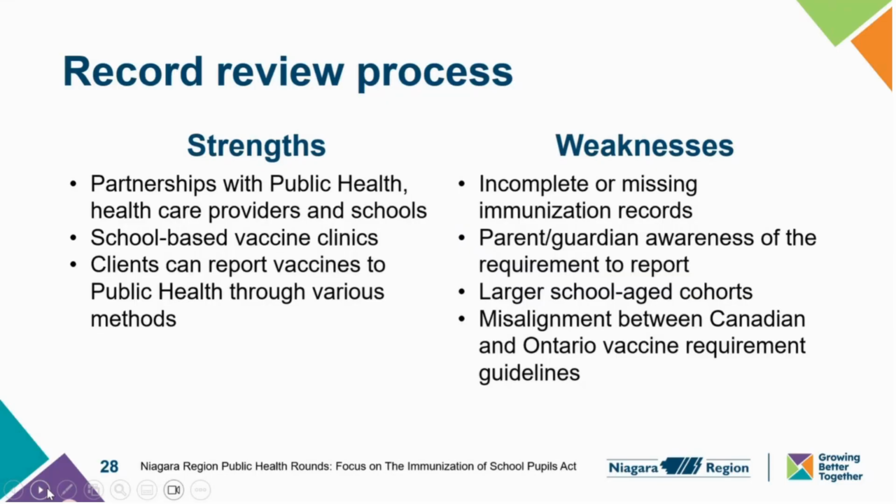School-based vaccine clinics as a means of access, and then also various methods through which clients are able to report their vaccines through public health. In terms of weaknesses, there are incomplete or missing immunization records, a lack of awareness on the part of parents and guardians on the requirement to report, larger school-age cohorts, so many more individuals for which this process needs to be undertaken, and misalignment between the federal and provincial vaccine requirement guidelines.